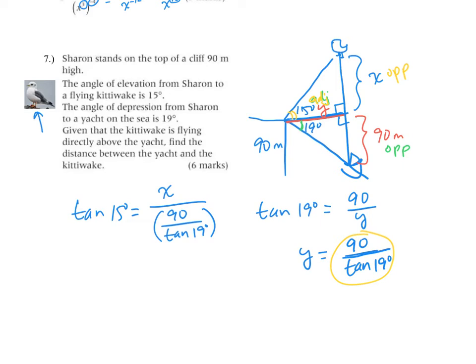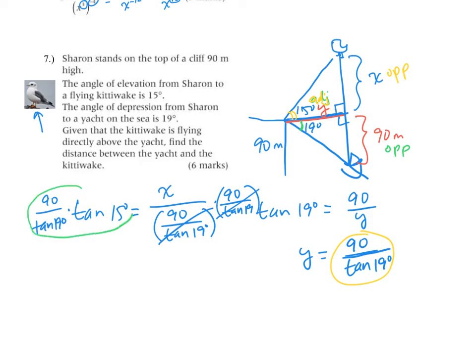So we'll just put parentheses around that to make it easier to read. Okay, so to find x, all we have to do is multiply both sides by that denominator, 90 over tangent of 19 degrees. Multiplying both sides by 90 over tangent of 19 degrees, these cancel. So x is whatever this number is.